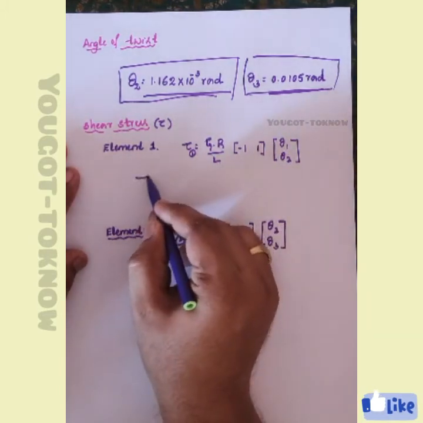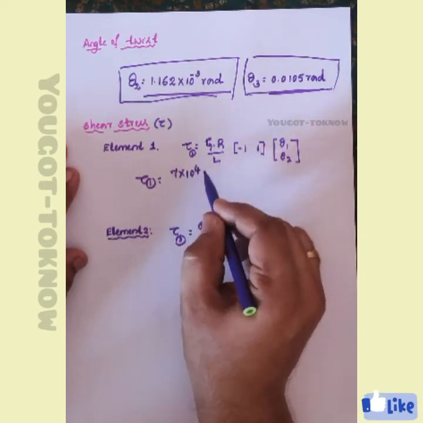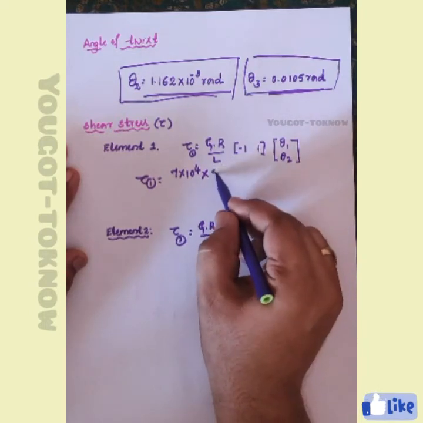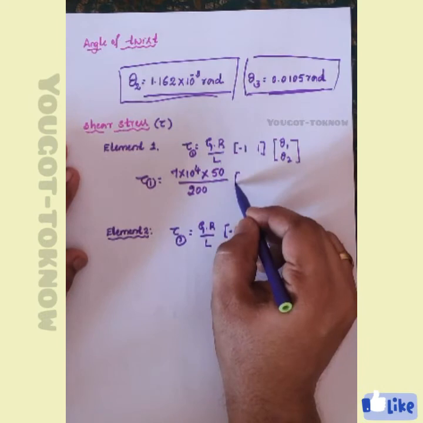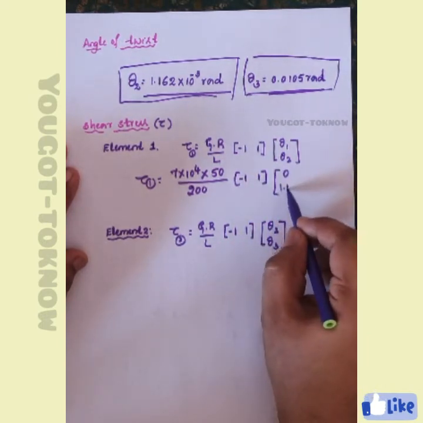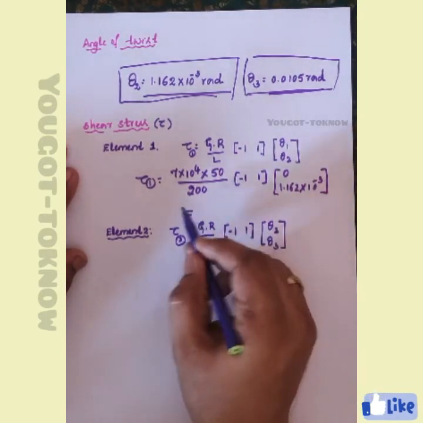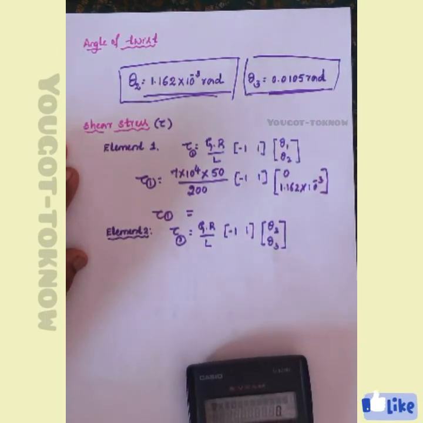Now, for the first element, use the first element. What is the G value for the first element? 7 into 10 power 4. That is common. R is nothing but the radius of the shaft. What is the diameter given? 100 mm. That means the radius is 50. What is the length of the element? 200 mm. Minus 1, what is theta 1? Theta 1 is 0. What is theta 2? 1.162 into 10 power minus 3. If you calculate it, what value are you going to get? Just check it. That is 7 into 10 power 4 into 50 divided by 200.